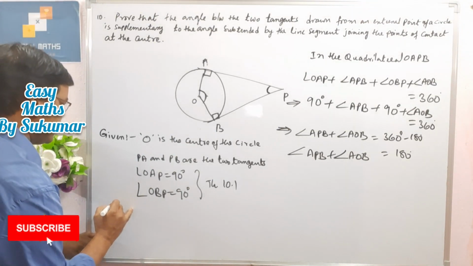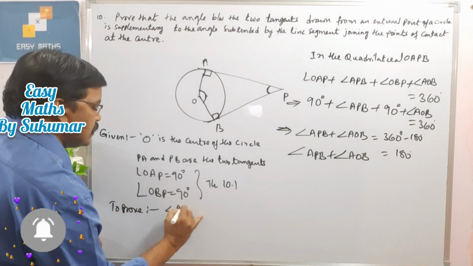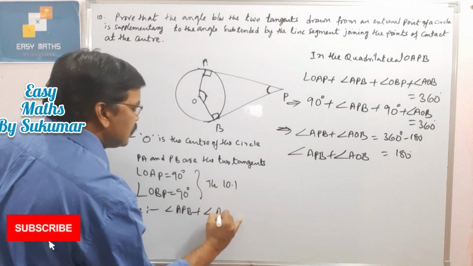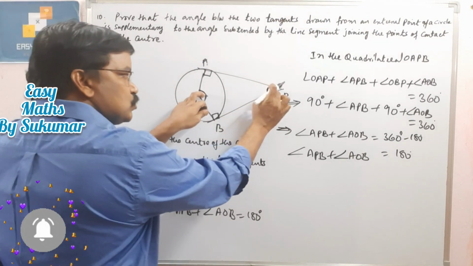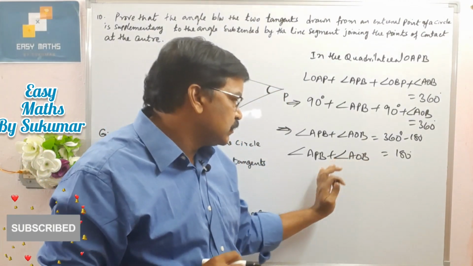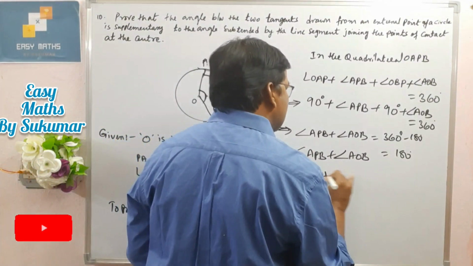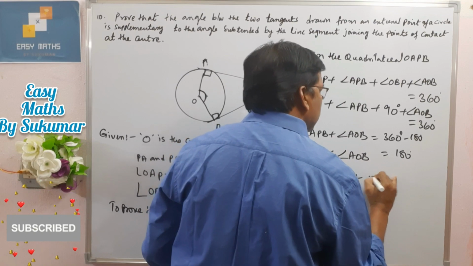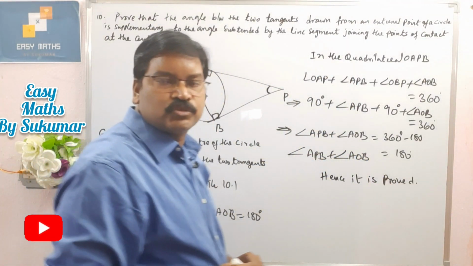Let me write here what we have to prove: angle APB plus angle AOB is equal to 180 degrees. That means these two angles are supplementary. So we just now proved that the sum of these two angles is 180 degrees. Hence it is proved. It's very simple, students.